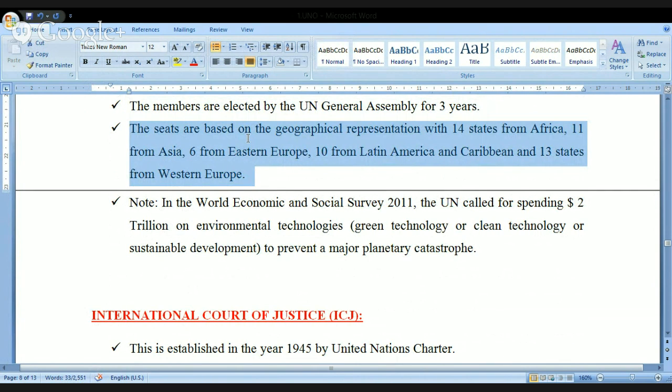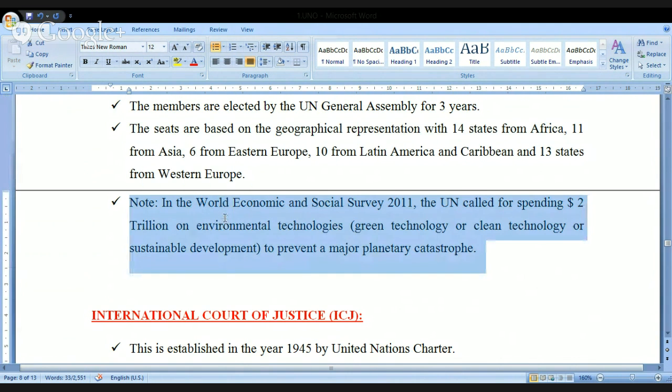The seats are based on the geographical representation, with 14 from Africa, 11 from Asia, 6 from Eastern Europe, followed by 10 from Latin America and the Caribbean, and 13 states from Western Europe. So this is the basic idea. Look at this here. So one simple information here.